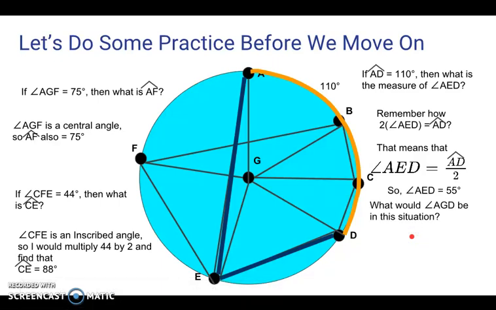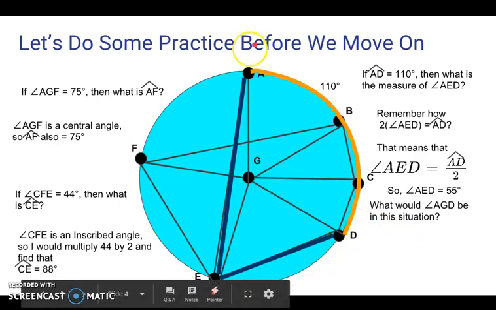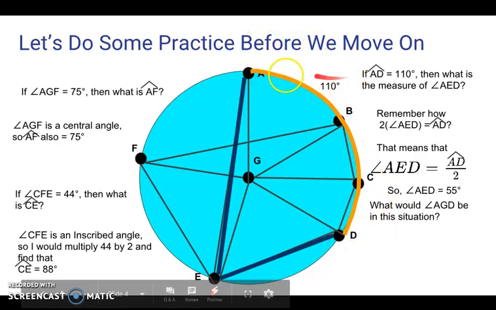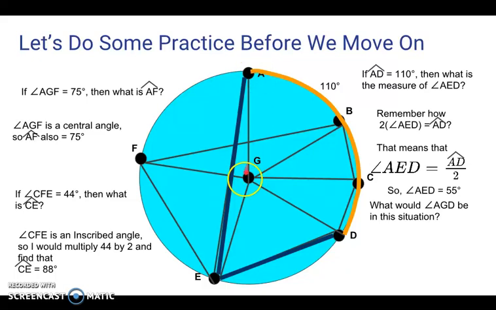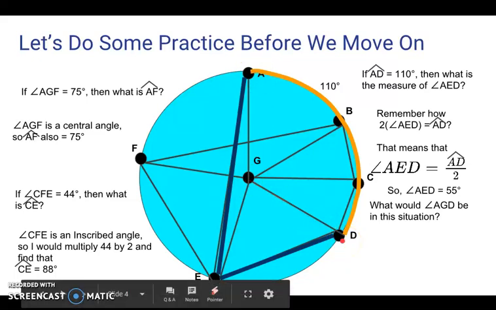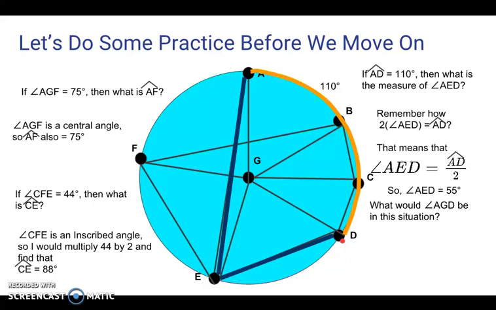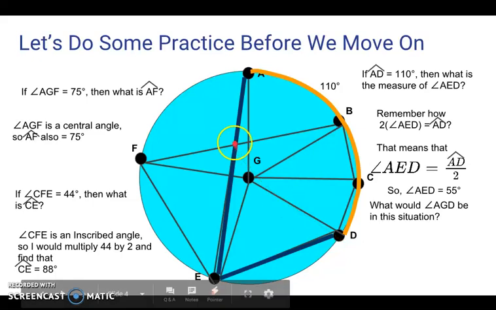Okay. And in the same situation, with this arc right here, AD being 110, what would angle AGD be? AGD is a central angle, so it has the same measure as its arc. So AGD would be 110 degrees.